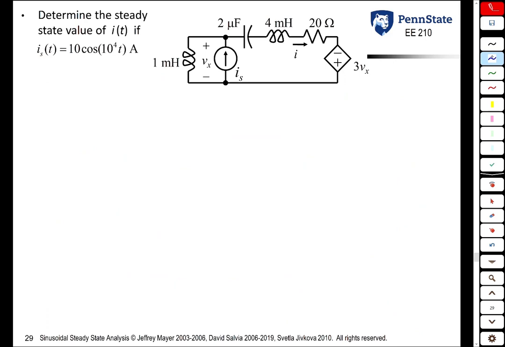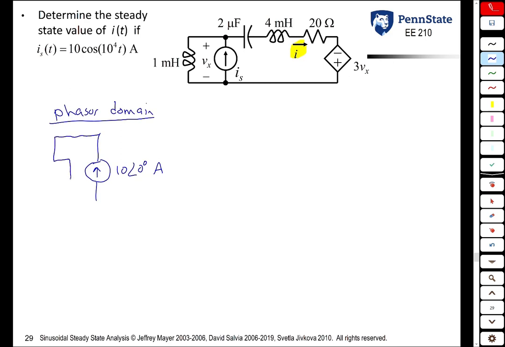So let's do another example. In this example, we're going to use mesh analysis to solve for the current I in this rightmost loop. So once again, because this is a sinusoidal steady state analysis problem, we're going to redraw the circuit in its phasor domain. Let's start with the current source. 10 cosine 10 to the 4th t in the time domain is in the phasor domain just 10 at an angle of 0 amps.